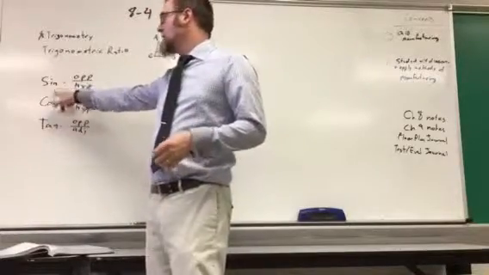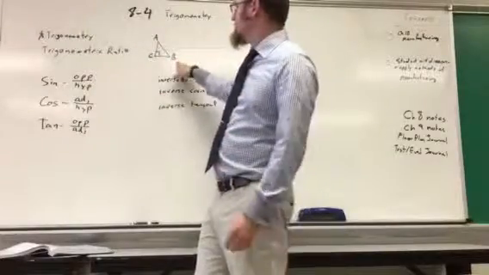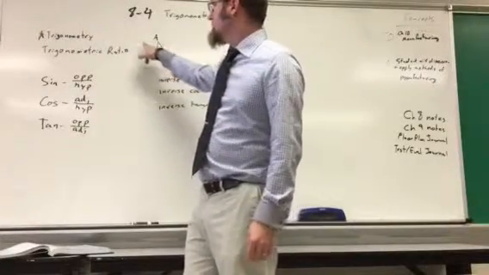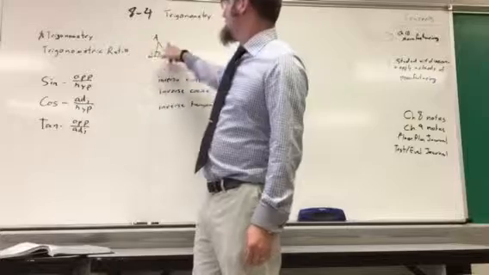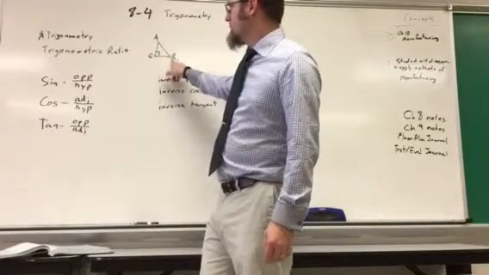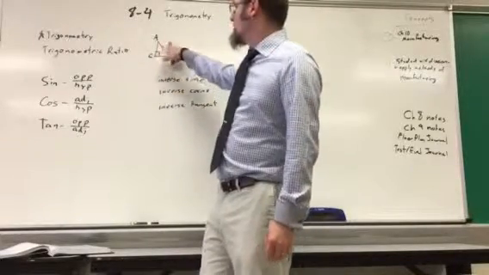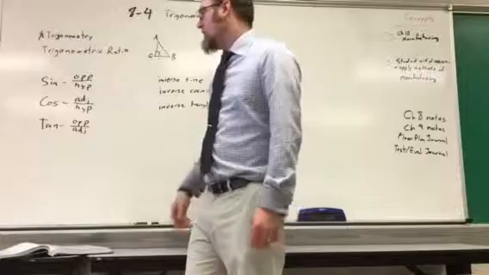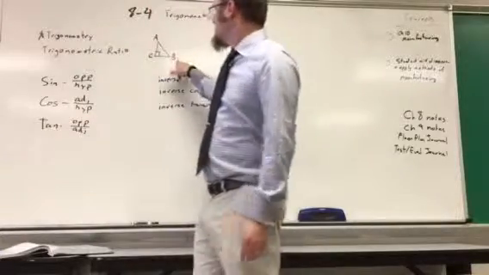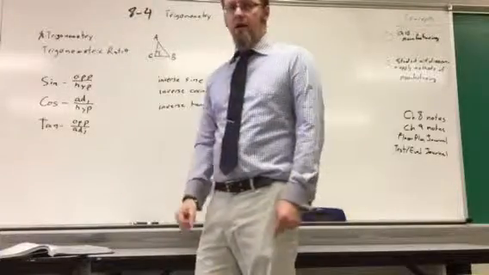The sine is the opposite side from whatever angle. So if we're looking from angle B, the sine would be this opposite side as compared to the hypotenuse of the right triangle. Cosine from this one would be the adjacent side, the one that's closest to it, over the hypotenuse of that right triangle. And then the tangent of this same one would be the opposite side over the adjacent side.